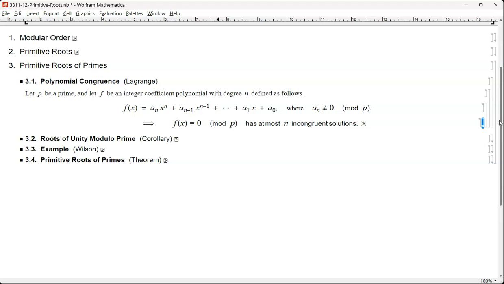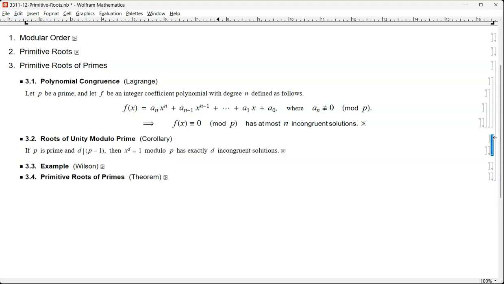Okay, we went through the polynomial congruence. Let's talk about how to use it for lesson 12. Let's apply that to roots of unity modulo prime. If p is prime and d divides p minus 1, then x to the d power is congruent to 1 mod p has exactly d incongruent solutions.